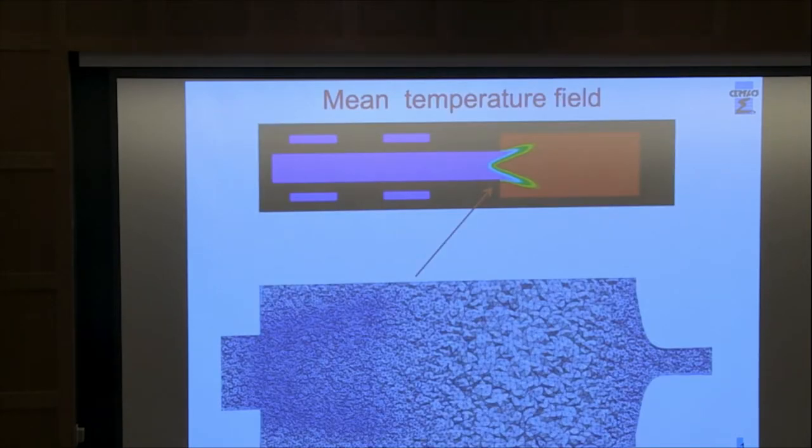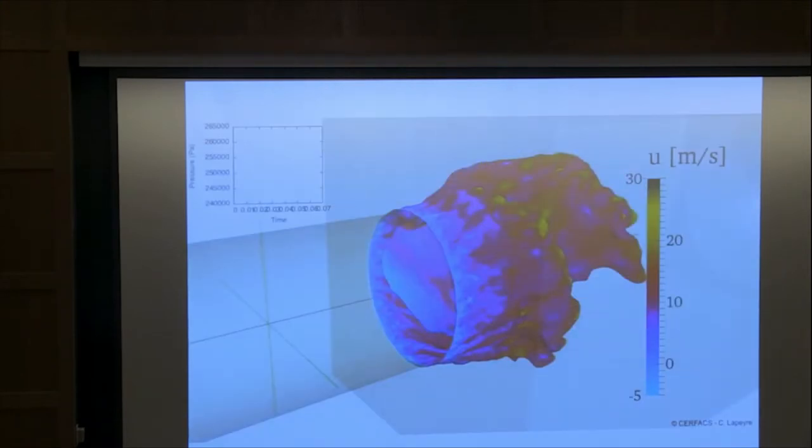So just a view on the mesh here. This is an old computation. There were not that many mesh points. And here you see the flame surface. That's where the flame is sitting. The flame is anchored here at the lips of the tube. And what you see is the plot of velocity on the isosurface of temperature.